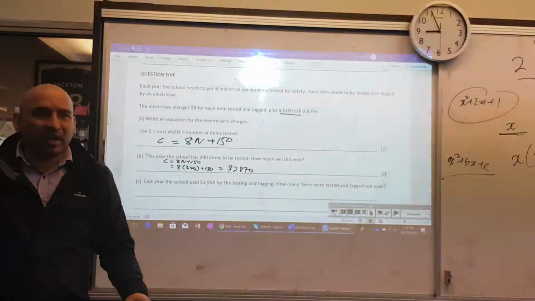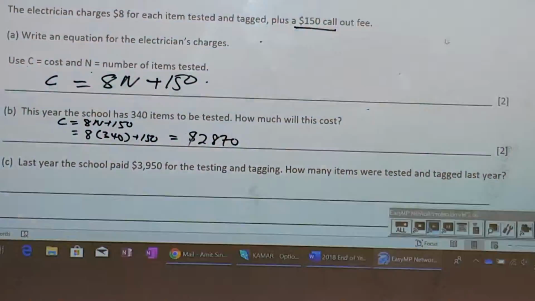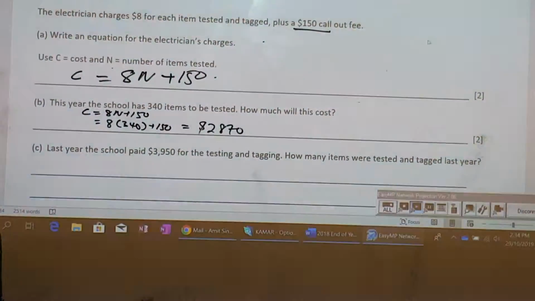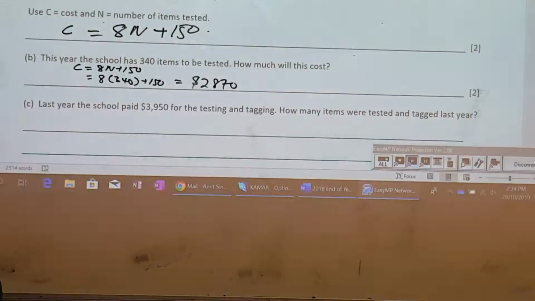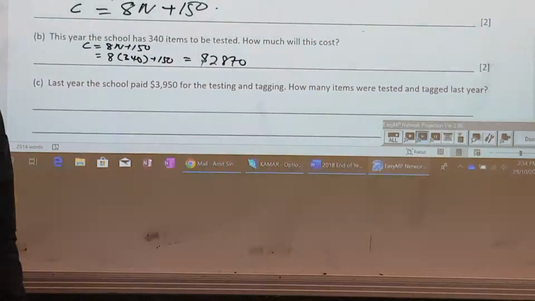Remember, there is no achieved, merit or excellence in this end of the year paper. It is your marks. Please, you have to score a good mark in there.